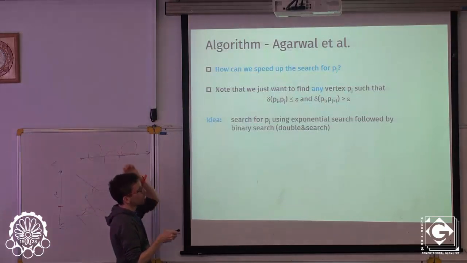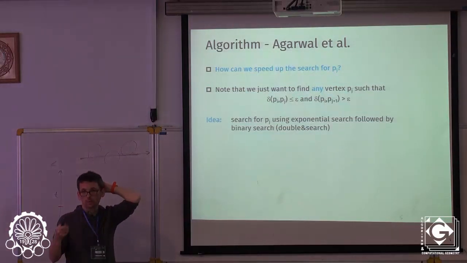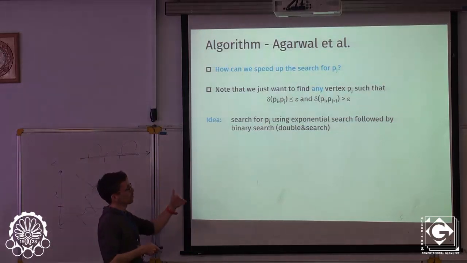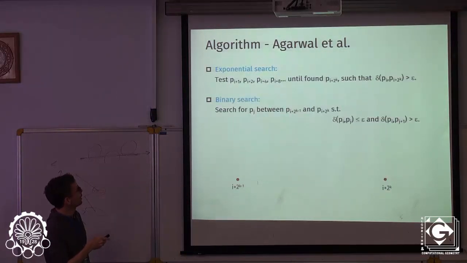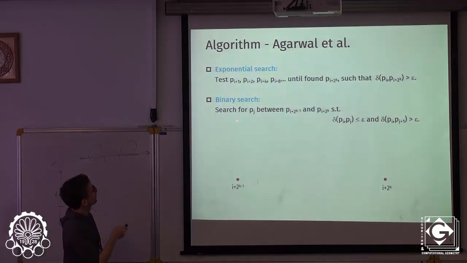Therefore, the approach here is to first do an exponential search and then a binary search. I have an illustration of this. We start at pi, we first test the next vertex, then we go to the second one, but then exponential search means we then test the one 4 away, 8 away, and so on. The test that we are performing is whether this distance is larger than epsilon.